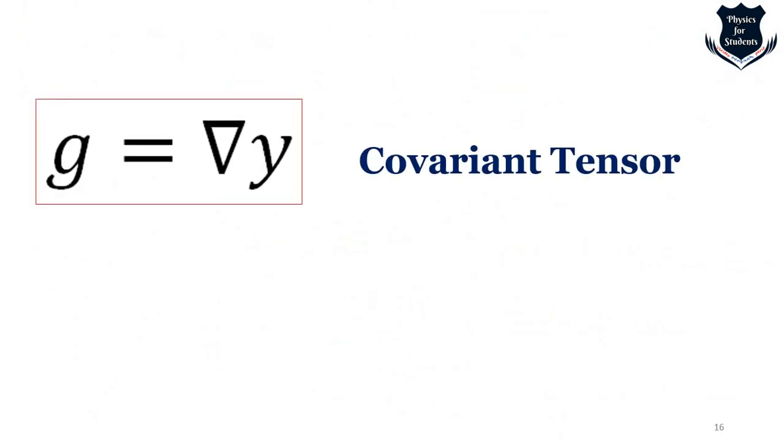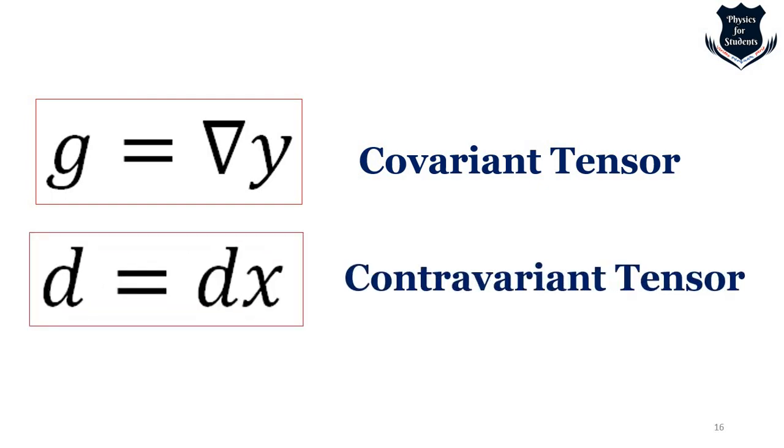Now this gradient g equals nabla y is an example of a covariant tensor, and the differential position d equals dx is an example of a contravariant tensor. The difference between these two kinds of tensors, co and contra, and how they transform, is the subject matter we will now see, which is called the law of transformation.